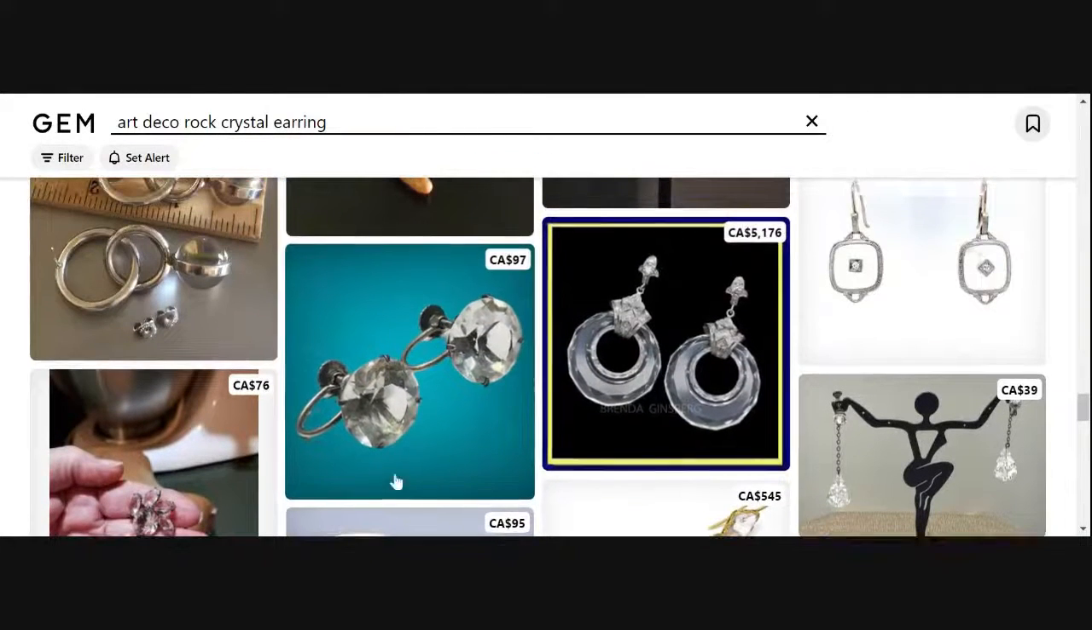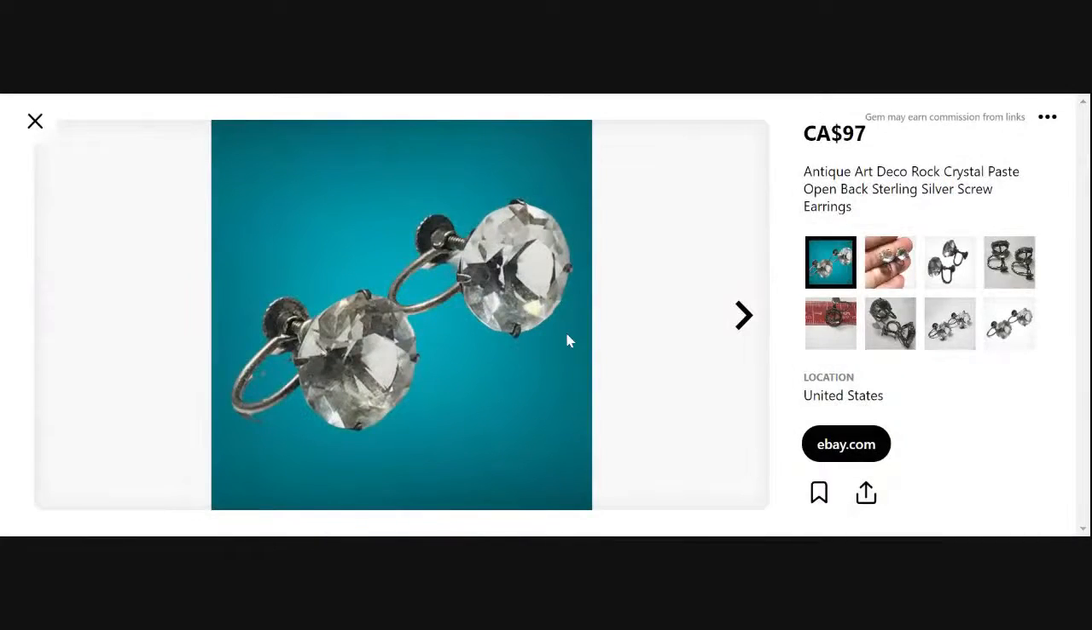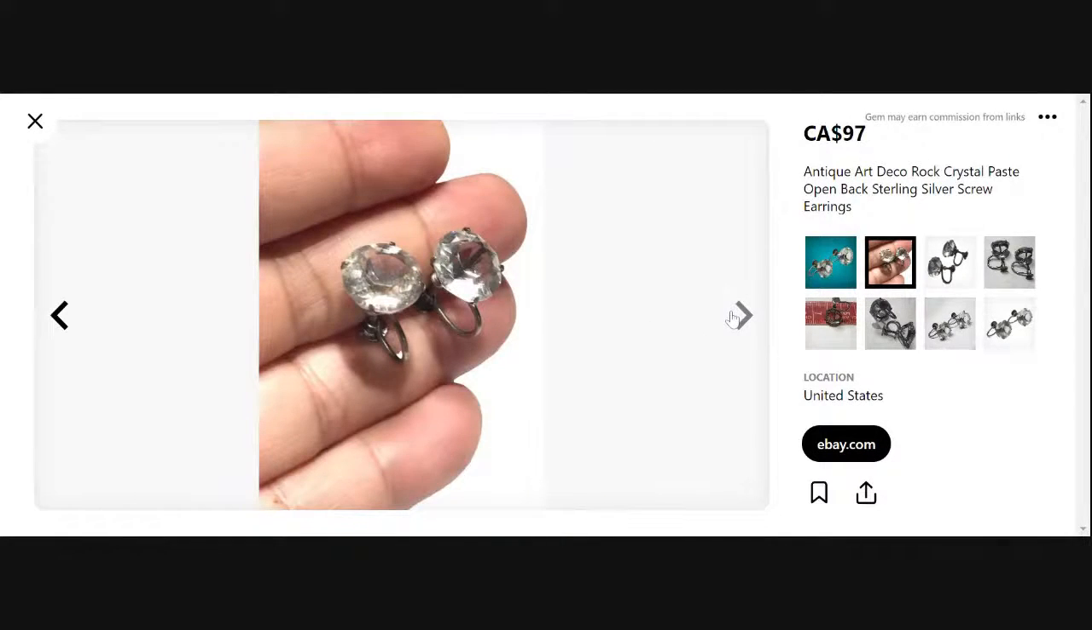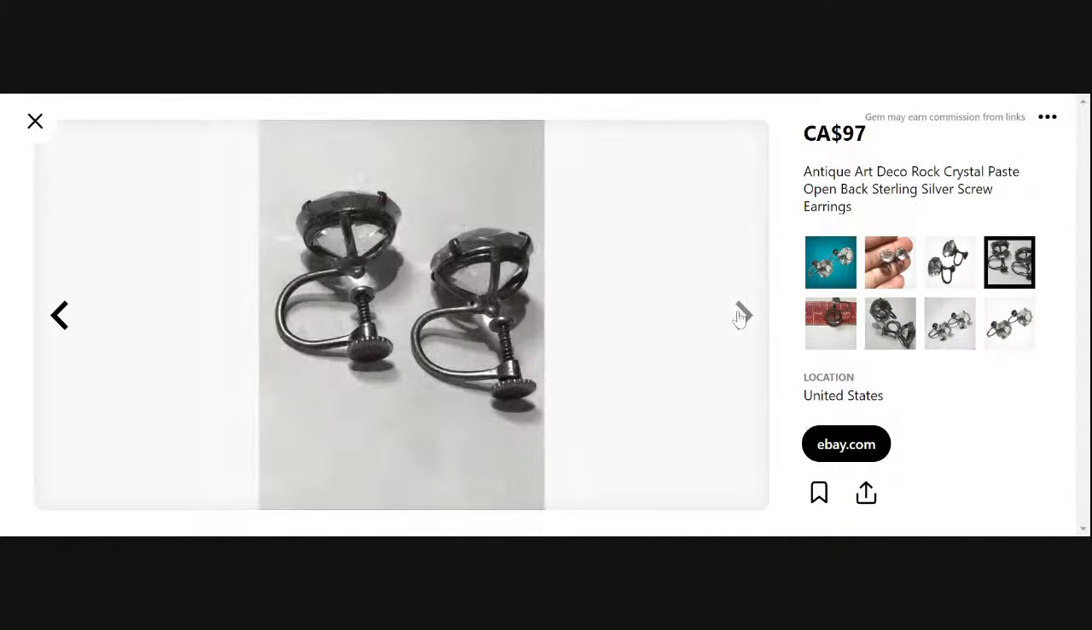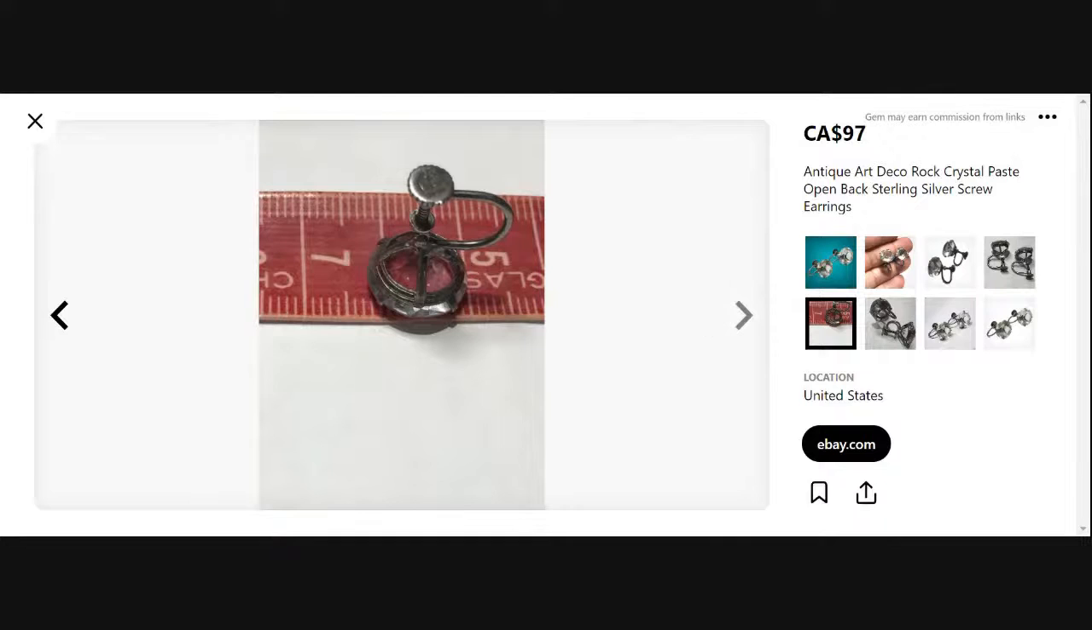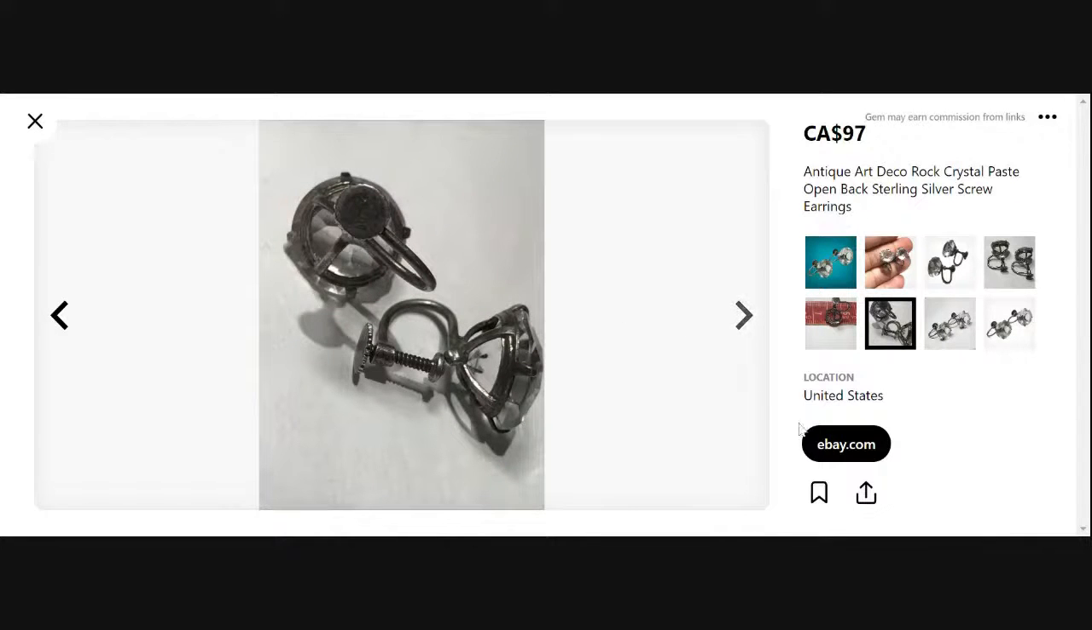Okay, here are some screwback, open back sterling earrings. They look like they're fairly large, and this style is similar to what I showed you with the iris glass earrings, and maybe quite comfortable. 97 Canadian, kind of middle of the road in terms of pricing, but I really do like the basket setting that would let a lot of light in. That's what's kind of attracting me to this. And it looks like it is a relatively nice diameter size. So this is on eBay. And we will take a quick look at the eBay listing.